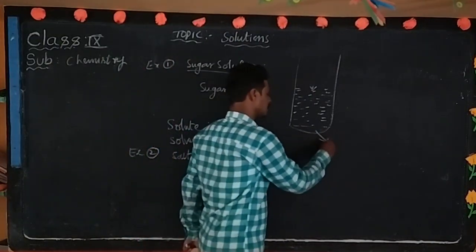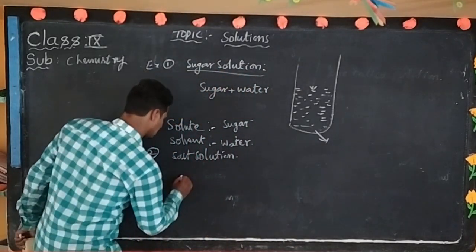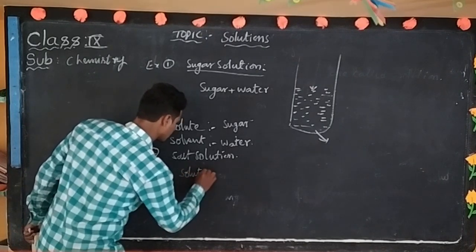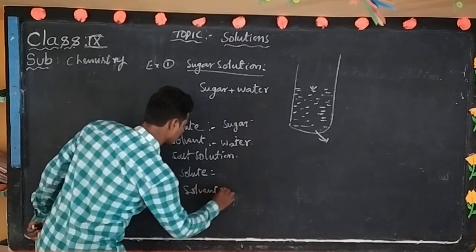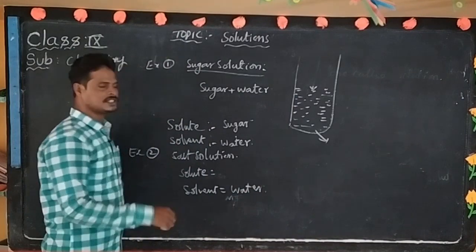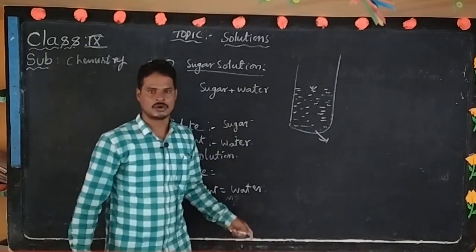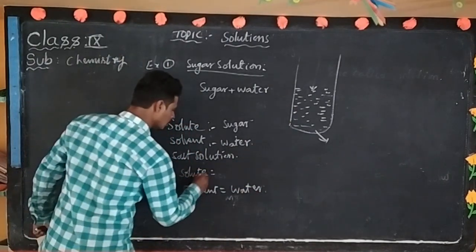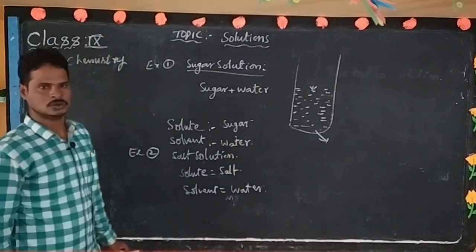Here water is the larger amount in the salt solution. That's why in the salt solution, the solvent is water. Next, which is left in the solution? Salt. Salt is the lesser amount in the salt solution. That's why it is called the solute. So this is about solutions.